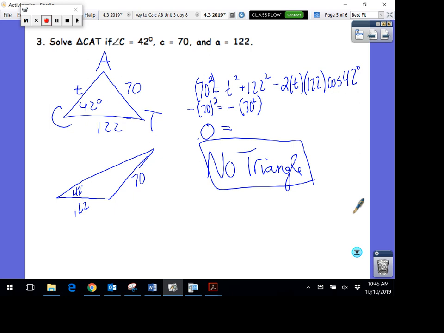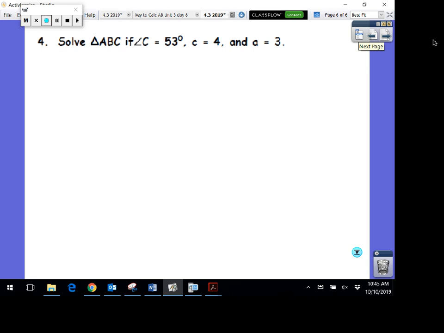And you can't just write no triangle without any work. That's going to be all wrong. You have to have some kind of setup to prove that you have no triangle right there. Whether it's law of sines or cosines, however you choose to do it. All right, so here, again, law of sines or cosines, it's up to you how you want to do this one. Here's C, that's 4, A is 3.